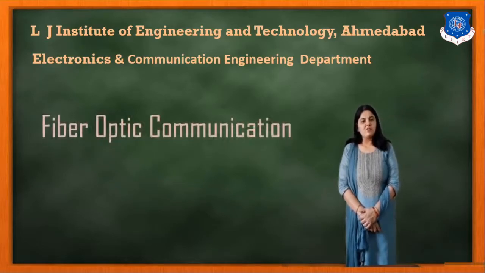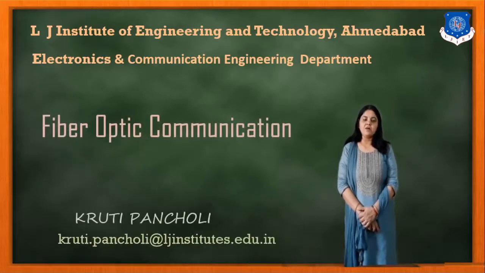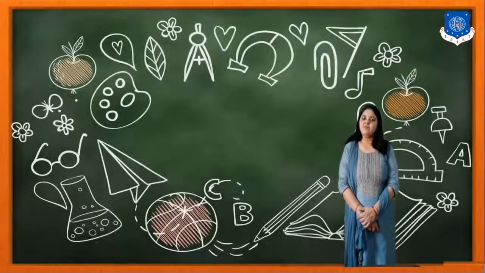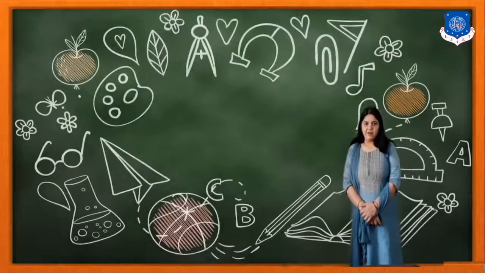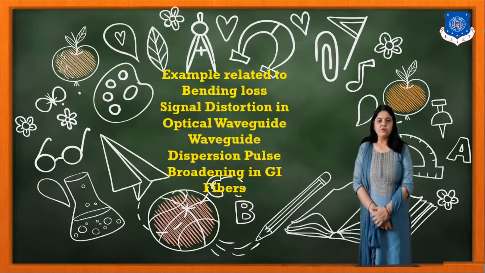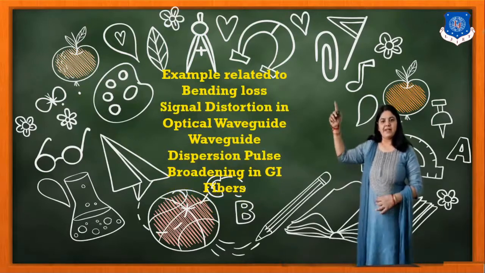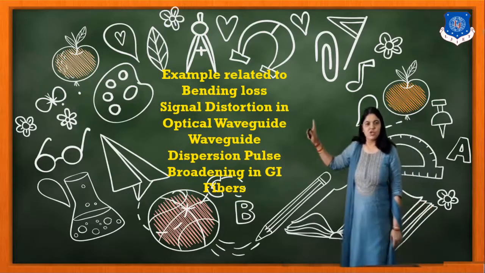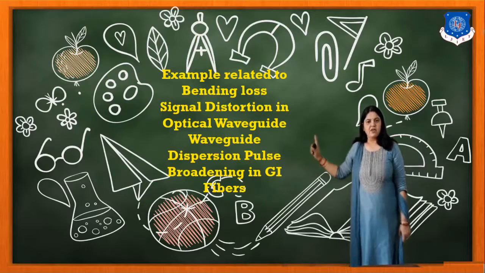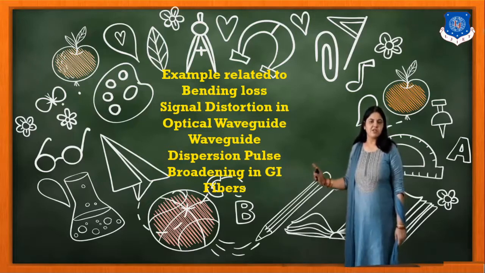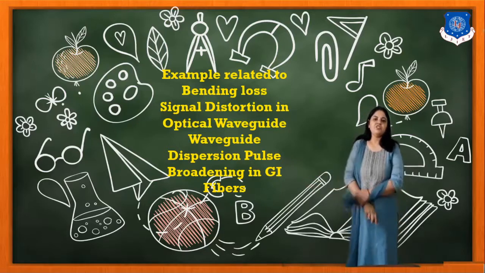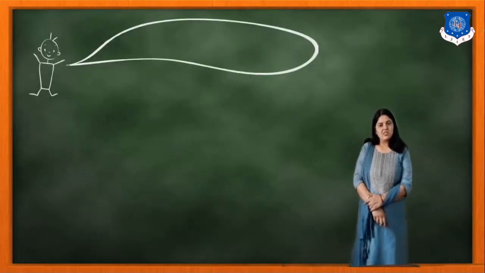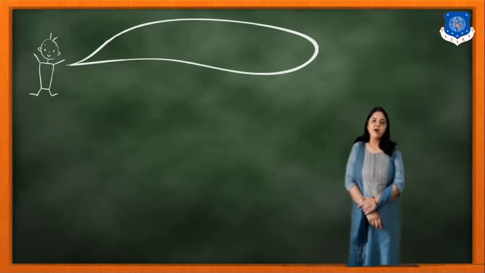This video is about the subject fiber optic communication. So friends, we will learn about the signal degradation in the optical fiber. Particularly in this video, you will learn about the examples related to the bending loss, signal distortion in the optical waveguide, then the dispersion, we will study the material dispersion, waveguide dispersion, and the pulse broadening in the GI fiber. So these are the various points that we need to learn throughout the video.